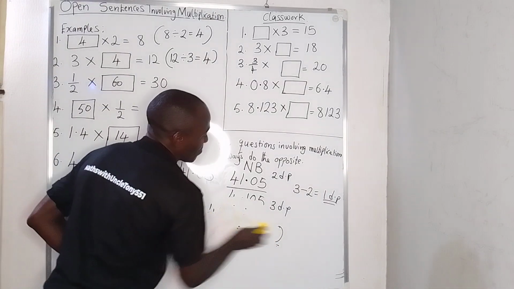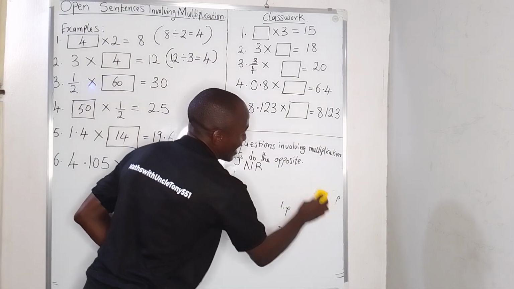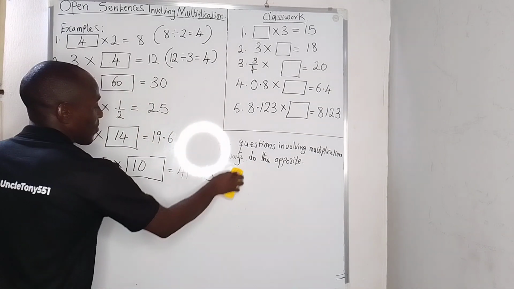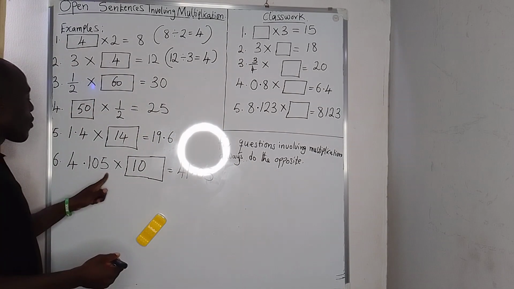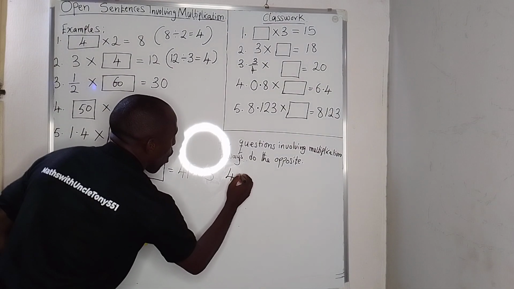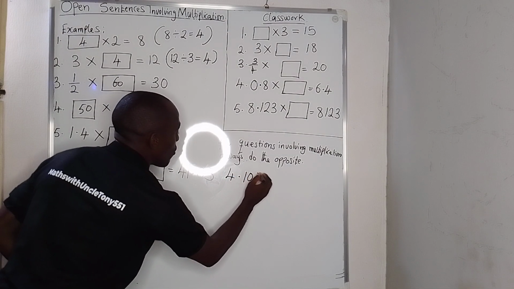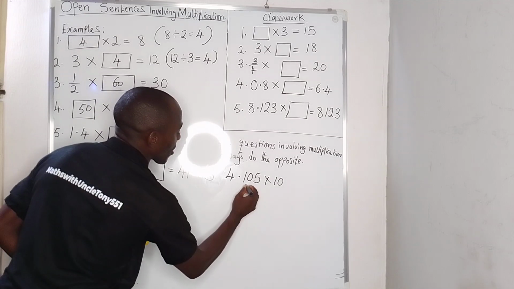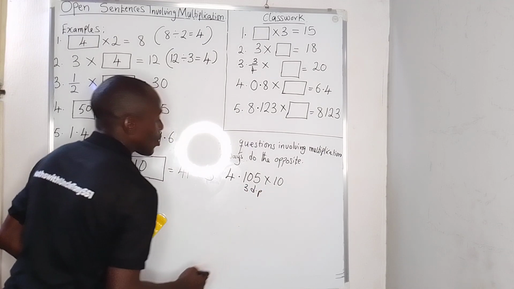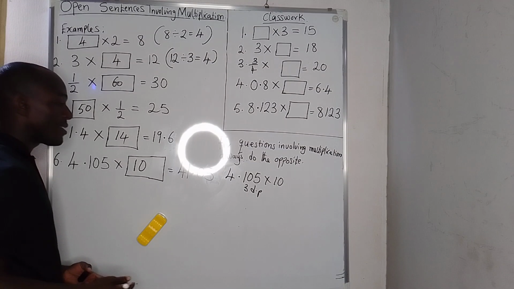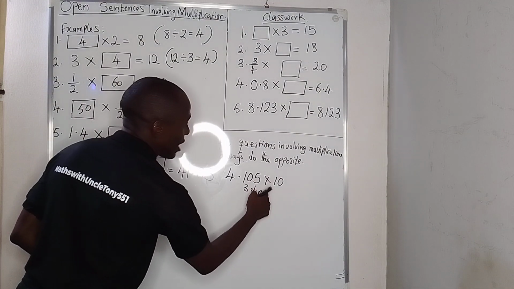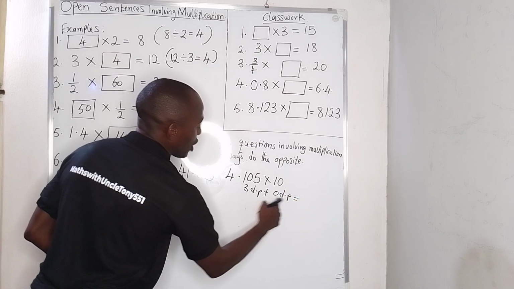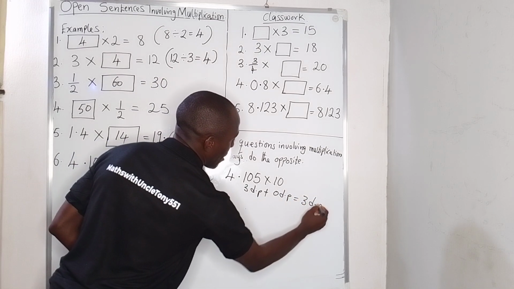Let's check whether our answer is correct. 4.105 multiplied by 10. This is 3 decimal places. We can confidently remove the decimal point because, remember the multiplication plus, this one has 0 decimal places. 3 plus 0 will give us 3 decimal places.